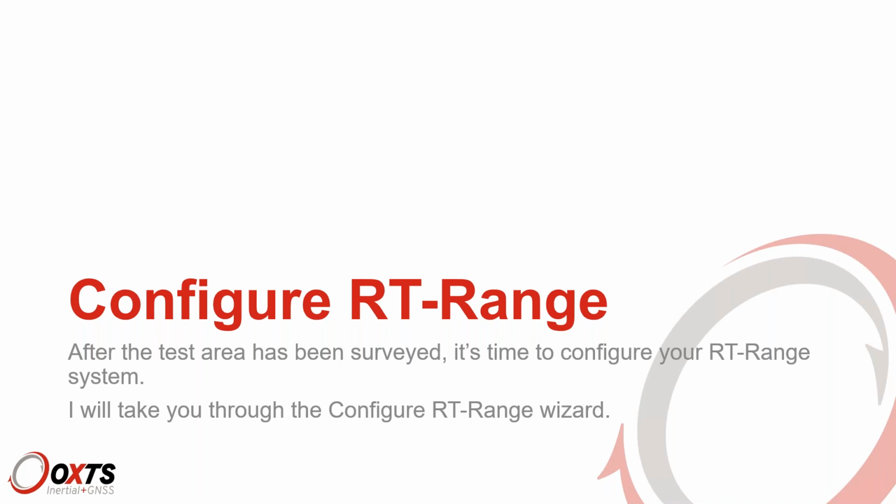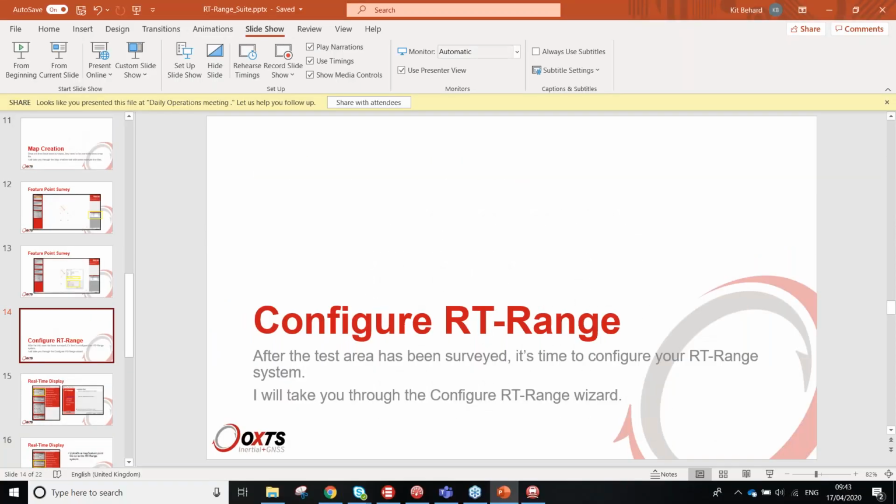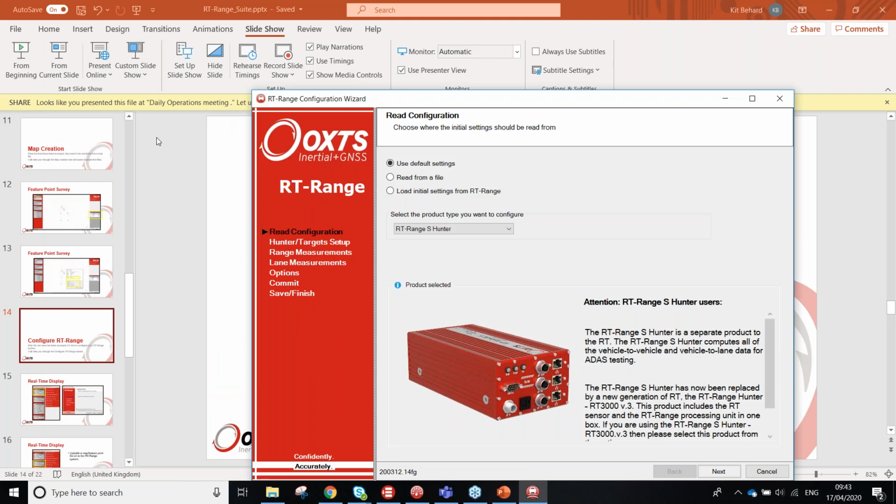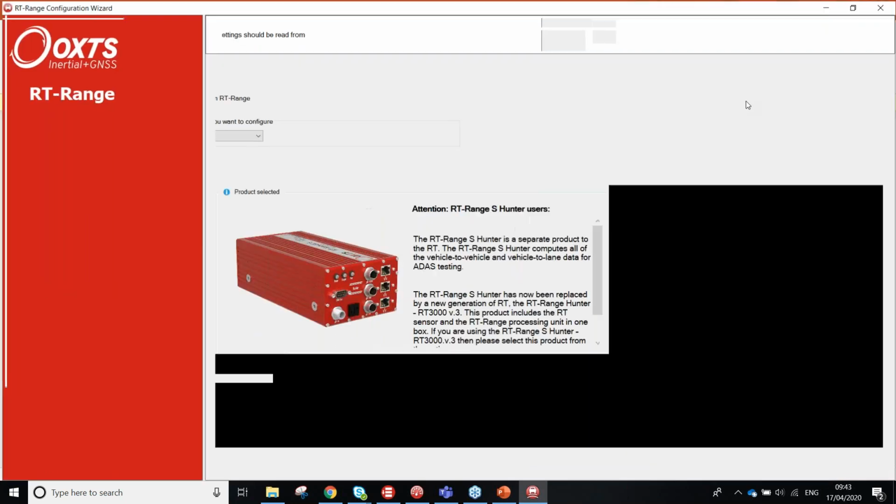So that's all of the surveying tools. Once you have surveyed your test area and you're ready for your test to begin, you will just need to configure the RT Range Hunter for the test. So I'm just going to open up the Configure RT Range application now, and I'll just take you through an example configuration.